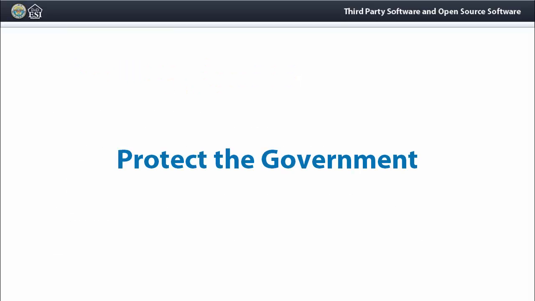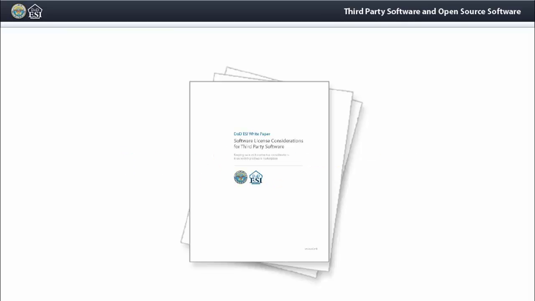These 5 clauses should protect the government against liability for using third-party software that is embedded in the software being licensed. For more information about open source and third-party software, please view the white paper on the ESI website.